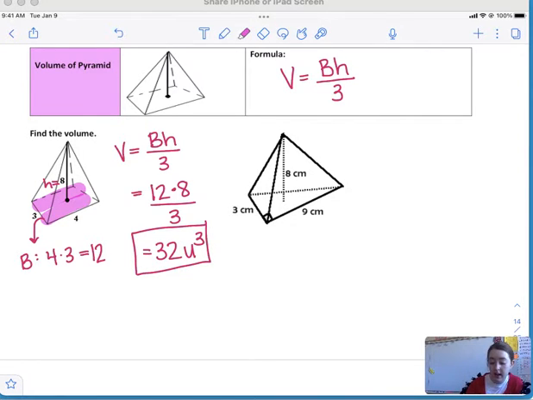Okay, in this next one, our base is this triangle down on the bottom. To find the area of that triangle there on the bottom, we'll have to take base times height divided by 2, or 3 times 9 divided by 2. And we'll get 27 halves, or that's 13.5.